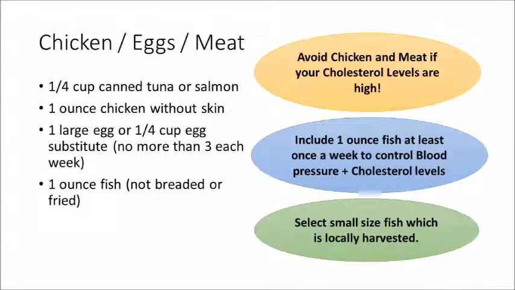Try and understand what the basic serving sizes for chicken, eggs, meat, and fish are. 1/4 cup canned tuna is one serving size. 1 ounce of chicken, or approximately 30 grams of pieces, is one serving size. One large whole egg is one serving size. If you want to discard the yolk, it will be 2 egg whites as one serving. And 30 grams of fish is again considered one serving of fish.